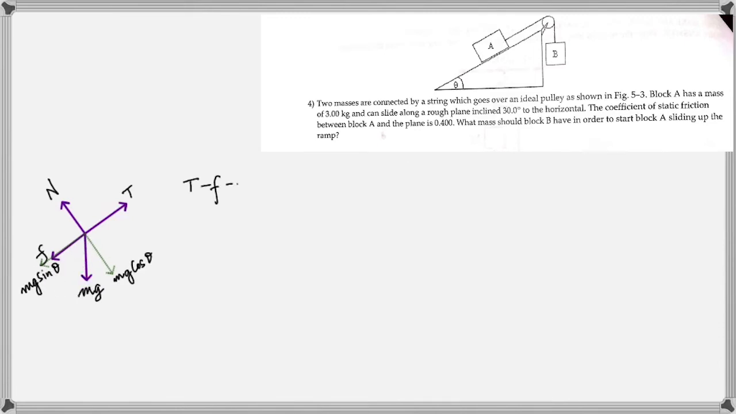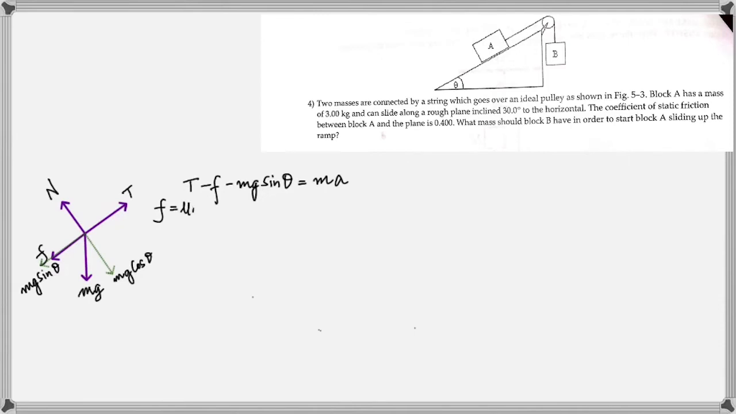Now, what's the net force along the x-axis? We have three forces along the x-axis. T is the tension, which is to the right. The other two forces, friction and mg sine theta, are to the left. So the net force is T minus F minus mg sine theta. But according to Newton's second law, the net force is equal to mass times acceleration. So the net force here is equal to the mass of the object times the acceleration. That's the application of Newton's second law in this case.